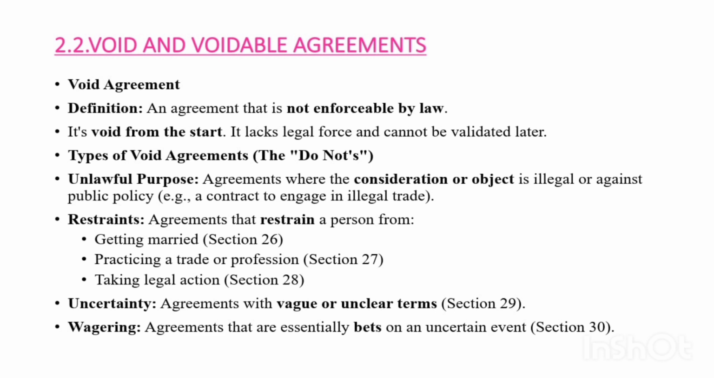And under section 30, agreements by way of wager. And wagering is a term which means agreements that are essentially bets on an uncertain event. So these are the types of void agreements.